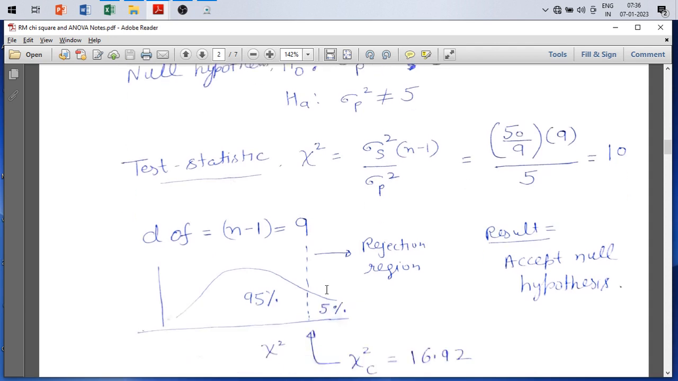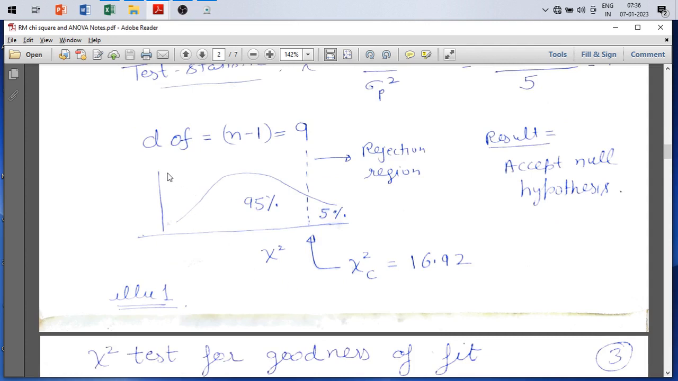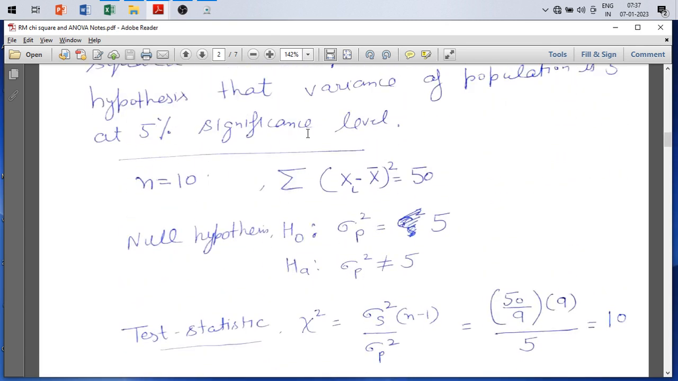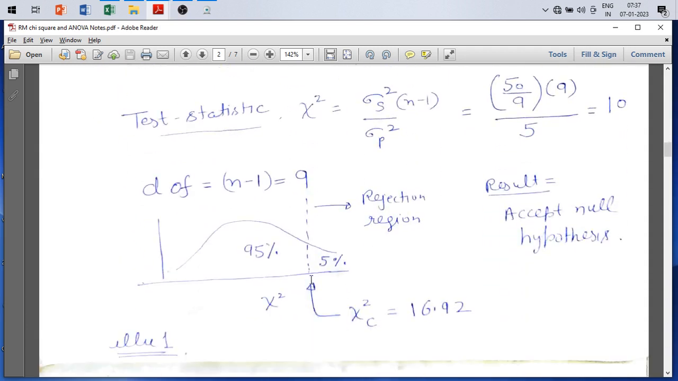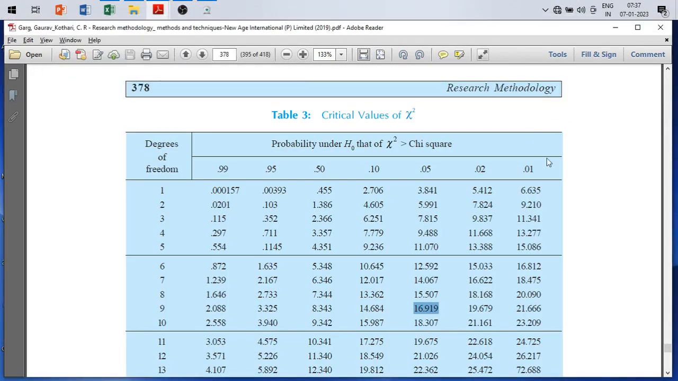Okay, so then say we have this chi-square distribution with degree of freedom 9, and we will have to read the critical value of chi-square from the table, from table 3. We are going to read the critical value of chi-square at 5% significance level. Okay, 5% significance level means that the critical value of chi-square, for which the area to the right is 5%, and degree of freedom is 9. Okay, so let us go to that table, table 3.